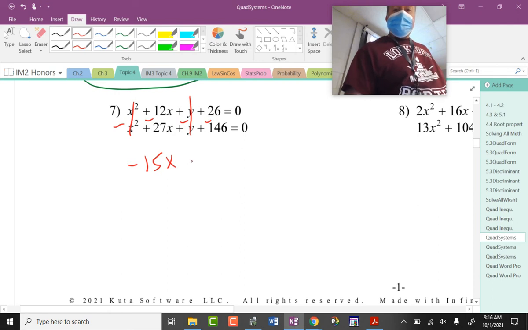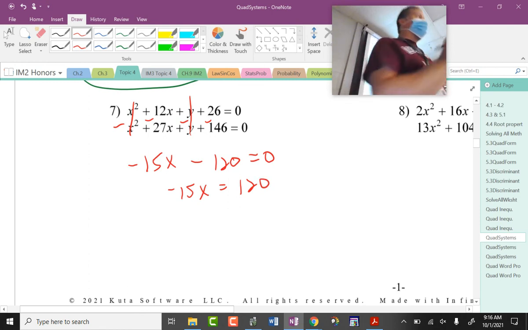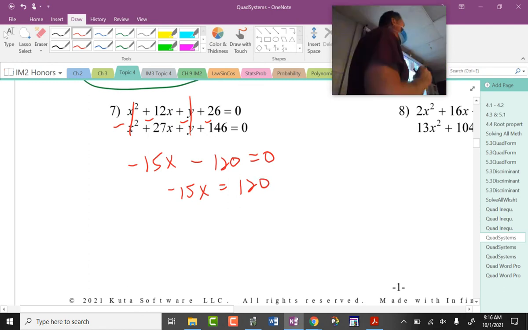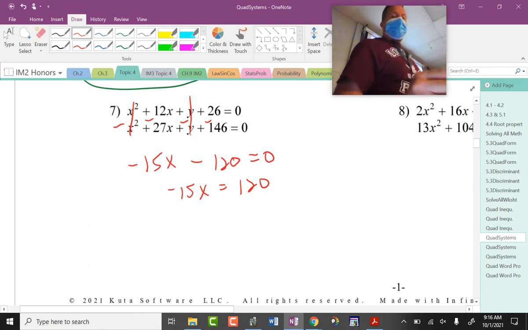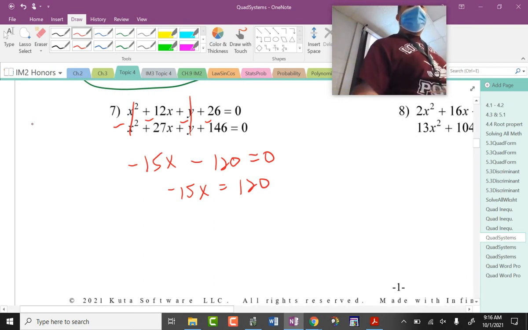Not really. All right, minus 120 equals 0. I could tell this is going to be one of those where the parabolas only cross once. And obviously parabolas, they can hit twice.